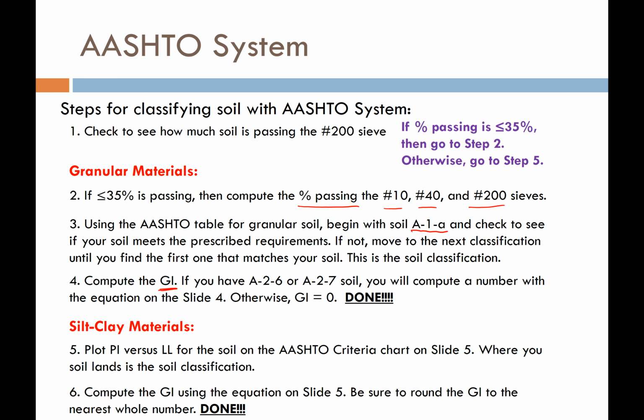If you have A26 or A27, it's going to be a number greater than 0. Otherwise, your group index is 0, and you're done. Now, if you have more than 35% passing, just plot the PI versus the liquid limit on that AASHTO criteria plasticity chart, and then wherever the soil lands, that's your soil classification. Compute your group index with the equation on slide 5, and then you're done.